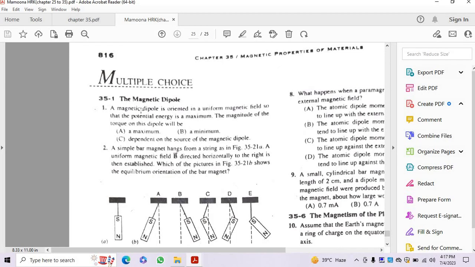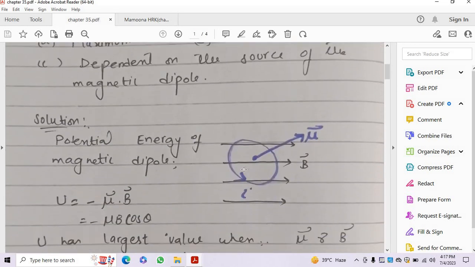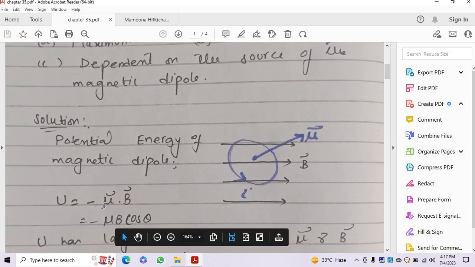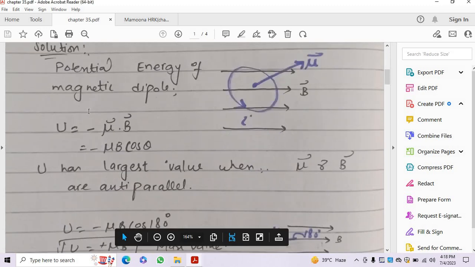Question number 1 is, a magnetic dipole is oriented in a uniform magnetic field so that the potential energy is a maximum. The magnitude of the torque on this dipole will be maximum, minimum, or it depends on the source of the magnetic dipole. So if we know the potential energy of the magnetic dipole, it would be like U is equal to minus mu dot B, where mu is the magnetic dipole moment and B is the magnetic field, where when we open this dot product we get minus mu B cos theta, where theta is the angle between mu and B.